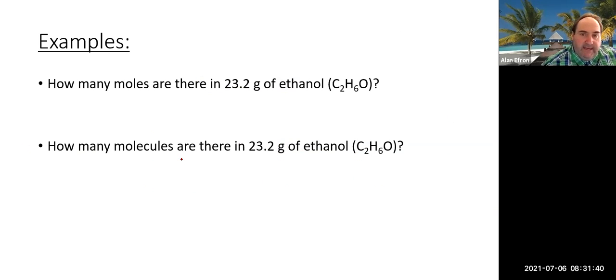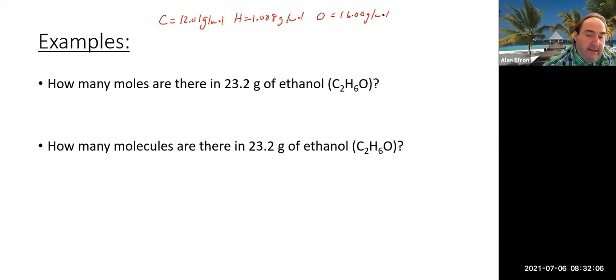All right, so why don't you give these a go, see what you come up with. Basically the same problem. We're looking for how many moles and how many molecules there are in ethanol. I'll give you some numbers in case you don't have a periodic table yet: 12.01 grams per mole for carbon, hydrogen 1.008, and oxygen is 16. Take a couple minutes, see what you come up with. How many moles are there and how many molecules are there in ethanol? Take a look and see how we're doing.